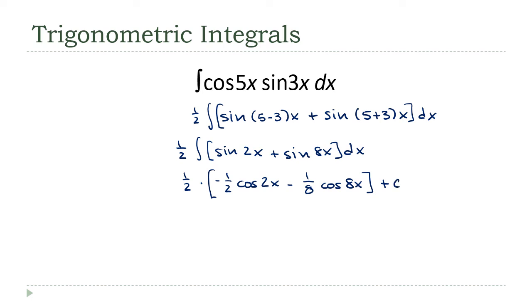And that's really it. I'll go ahead and distribute the 1/2. That makes it a little cleaner. This is minus 1/4 cosine 2x minus, whoops, not 1/8th, minus 1/16 cosine 8x plus a constant. And that's it. That really is all there is to doing this particular type of integral.